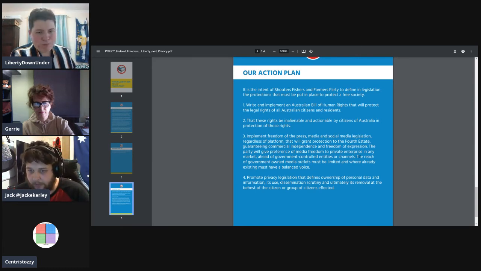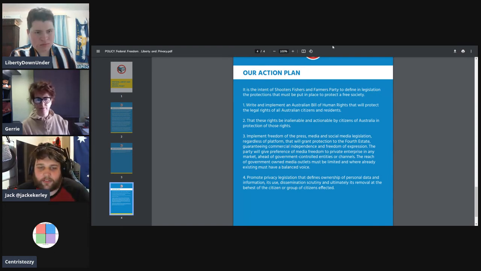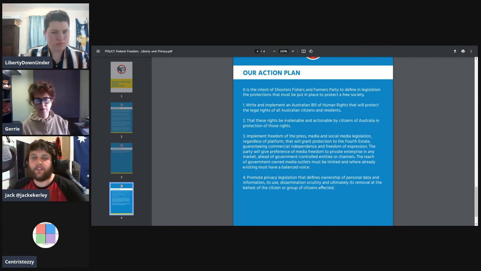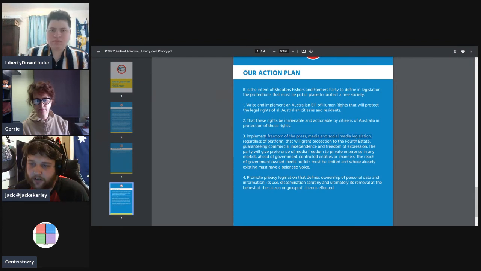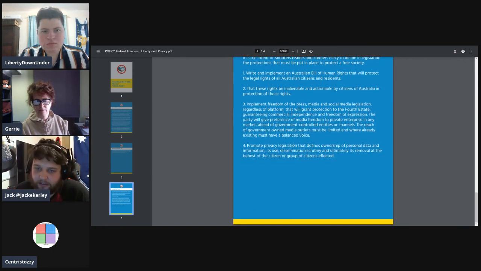The reach of government-owned media outlets must be limited, and where already existing must have a balanced voice. So basically eliminating the heavy left-wing bias of the SBS and the ABC, which is fair because it's publicly funded, but not so much because it's kind of hypocritical to this part here. But it is state-run, so it's kind of not private. So, yeah, I don't know.